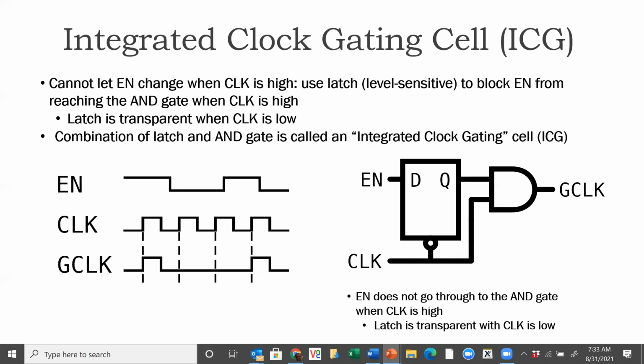So this combination of latch and AND gate is called an integrated clock gating cell, or an ICG. And essentially it blocks the enable from going through to the AND gate when the clock is high. This kind of ICG, or integrated clock gating cell, is usually present in a standard cell library. And then when logic design is being done, these ICGs are used for clock gating.